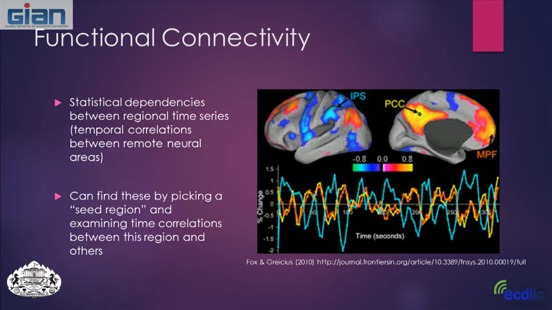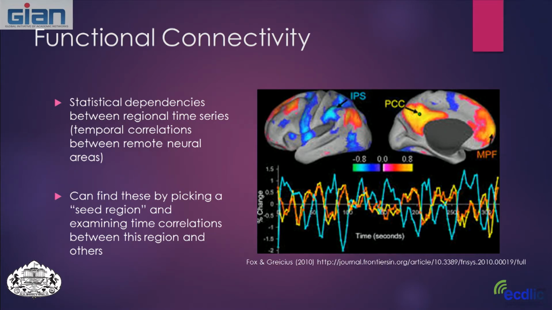So these are typically done by, again, picking what's called a seed region in the brain, and looking at time correlations between this region and other regions in the brain. And again, we can see that they're working together. So they can either be working together concordantly, so as one is going up and down, the other is going up and down in time. So these are regions where we're seeing activity in the brain, and the two regions are acting similarly together.